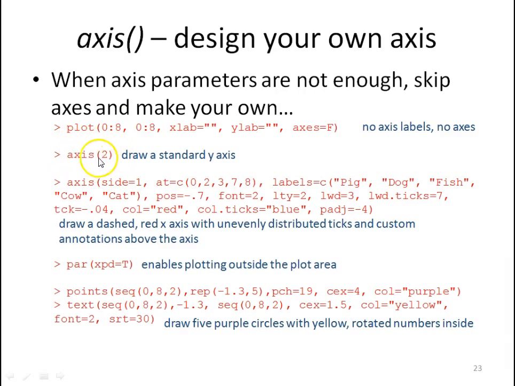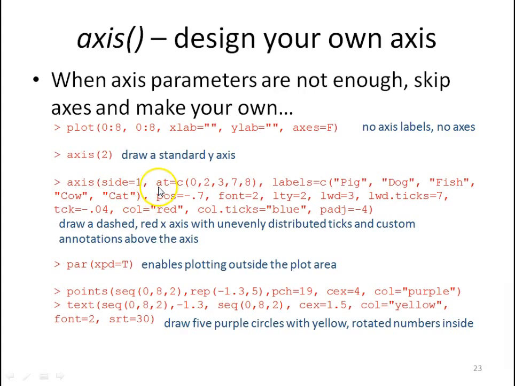We simply type axis and 2, because 1 here would give the x-axis and 2 the y-axis, and since we don't provide any other arguments, we get a standard axis. But we would like the x-axis to look a bit odd, so here we provide quite a lot of arguments, and if you're interested, you could look into them yourself and try to change them.